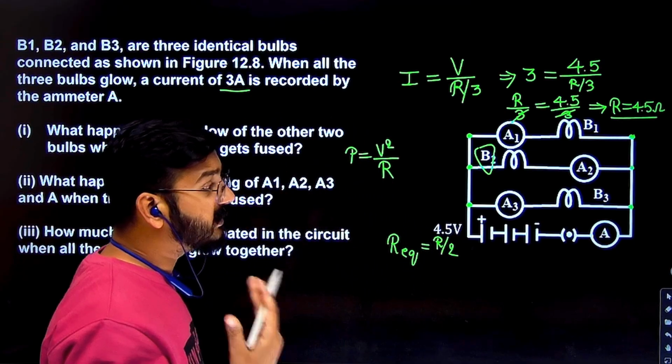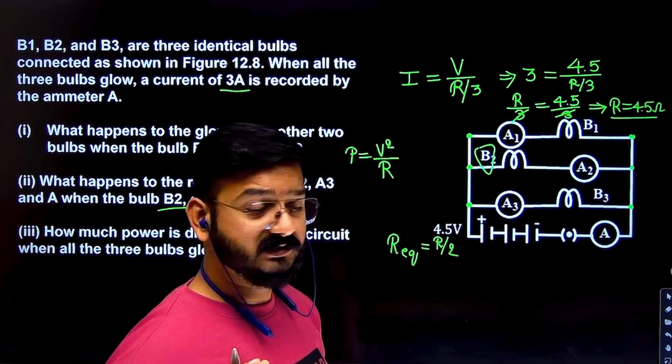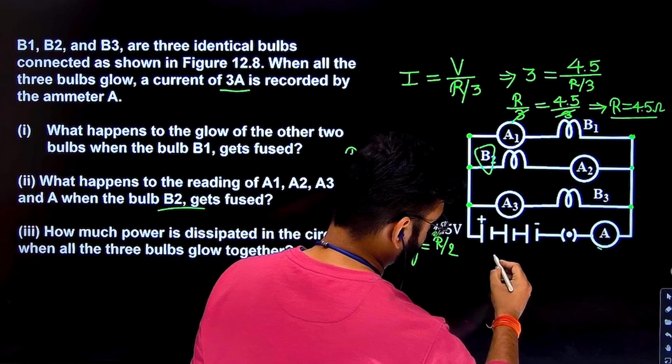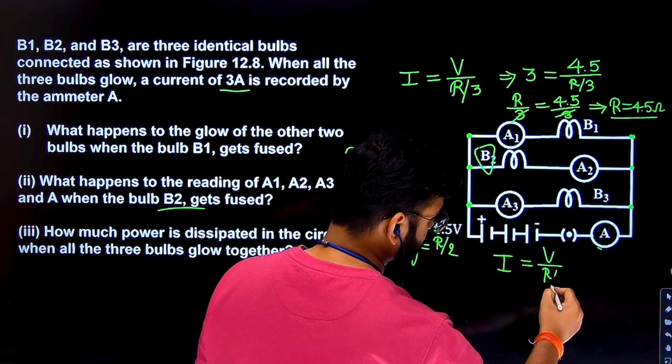So what is the meaning of reading? Reading means how much current is flowing. Current is basically potential divided by total resistance. So suppose I want to find the reading of this. What will I write? I will write I equal to V by R. So what is R here? R by 2.